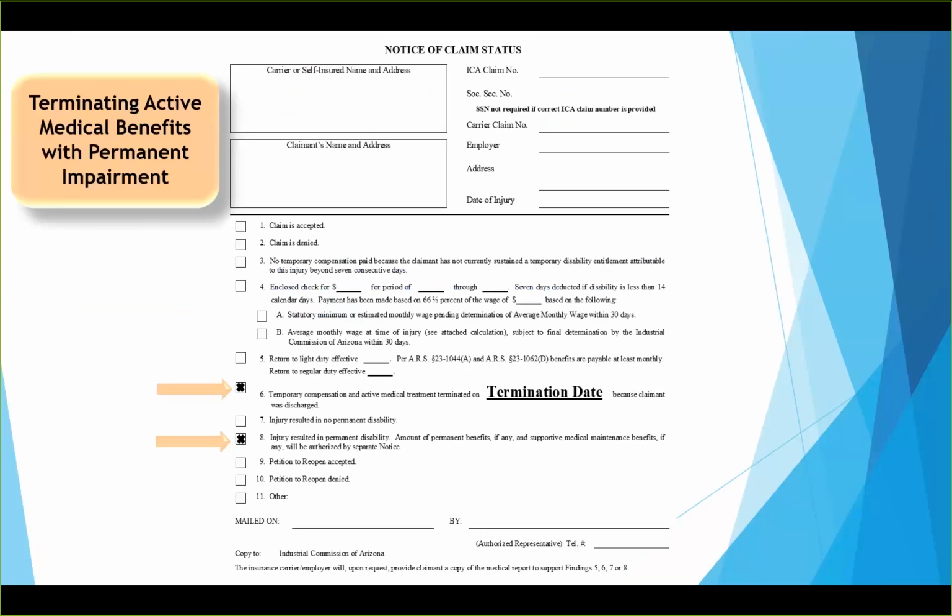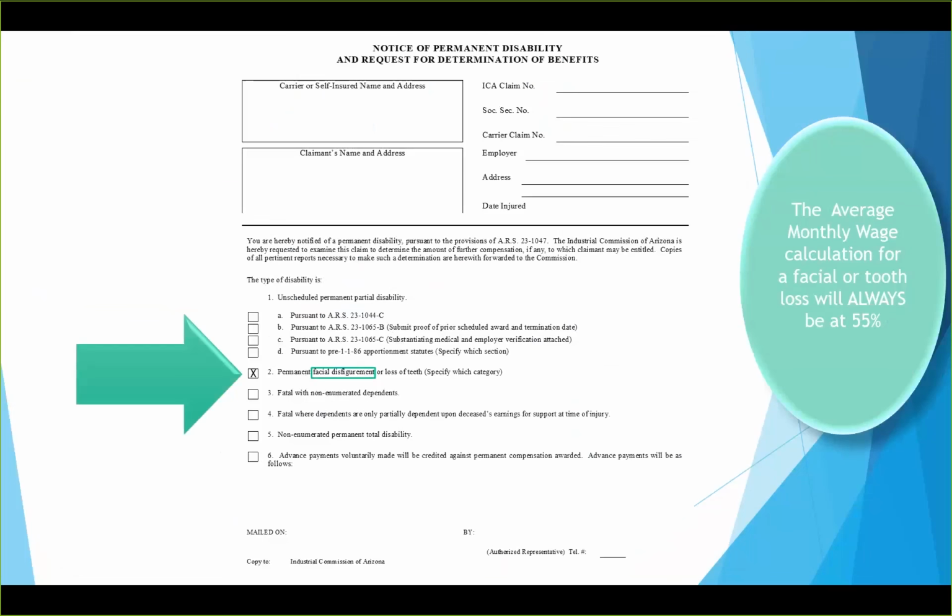Moving on to scheduled permanent impairment awards for facial injuries. Again, they are closed the same way as any permanent impairment claim. You'll issue a notice of claim status checking boxes number 6 and number 8 with the termination date included on box number 6. You will again issue the notice of permanent disability and request for determination of benefits, also known as a Form 107, this time checking box number 2 as well and indicating facial disfigurement.